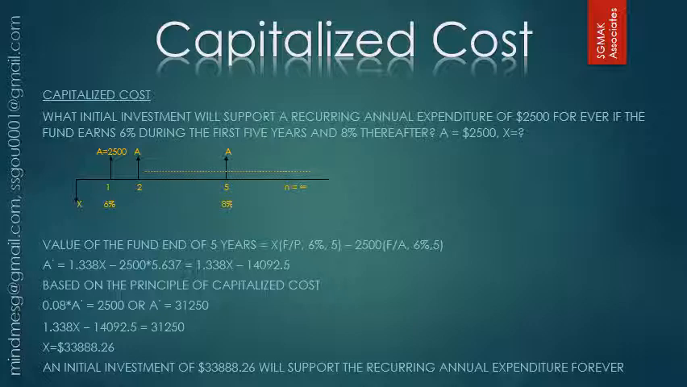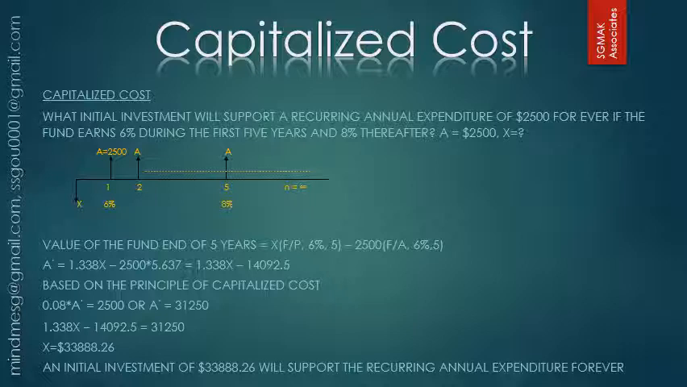So what initial investment will support a recurring annual expenditure of $2,500 forever if the fund earns 6% during the first 5 years and 8% thereafter? So you have a mixed earning rate problem here. The planning horizon is infinite, but you put money in an investment that gives you 6% APR for the first 5 years, then it increases to 8% thereafter, and you are withdrawing $2,500 per year from this investment forever. If you look at the cash flow diagram, A is the annuity that you're withdrawing every year, $2,500. The initial investment is X, and we have shown first 5 years at 6% rate and then 8% thereafter.